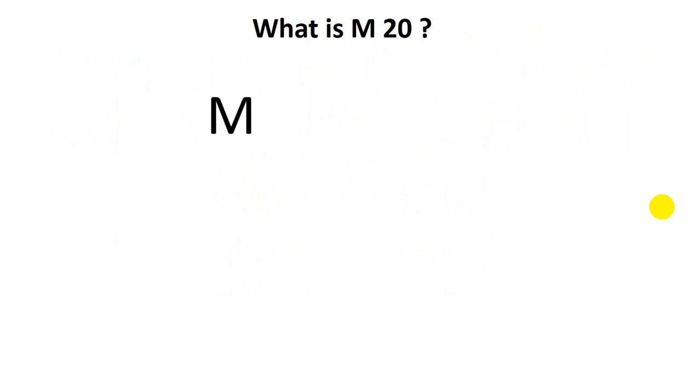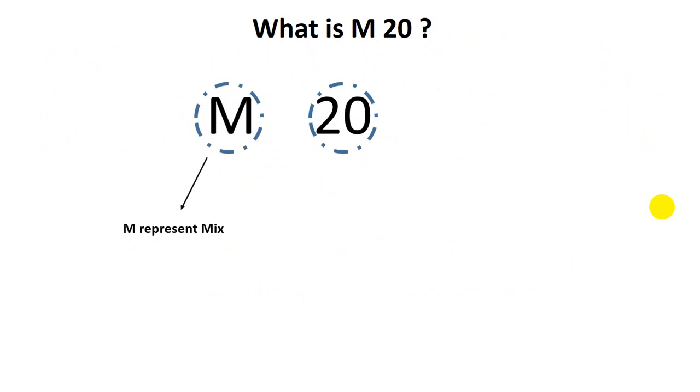First of all, we'll take M and also 20. Now we'll discuss M. What does M represent? It represents mix. By using mix design, we find the value of a concrete, and that has been divided into some grades, and its first letter is M, representing the mix. Mix means the word from the mix design.